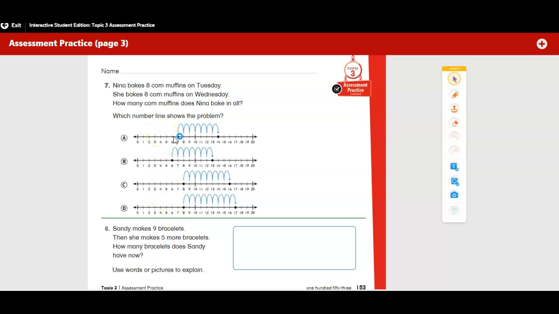So look at your number line choices, see where the number line begins and where the number line ends. Then choose your answer choice that shows the problem.